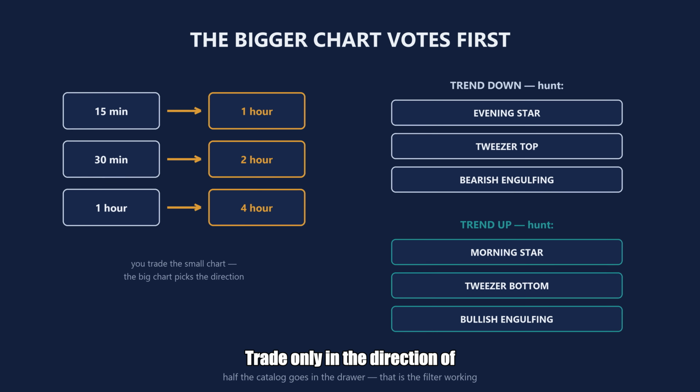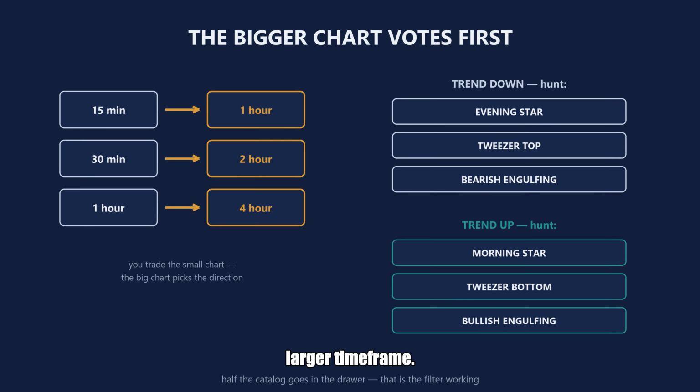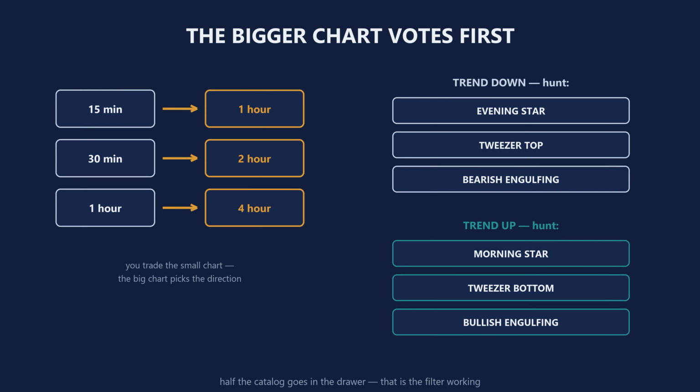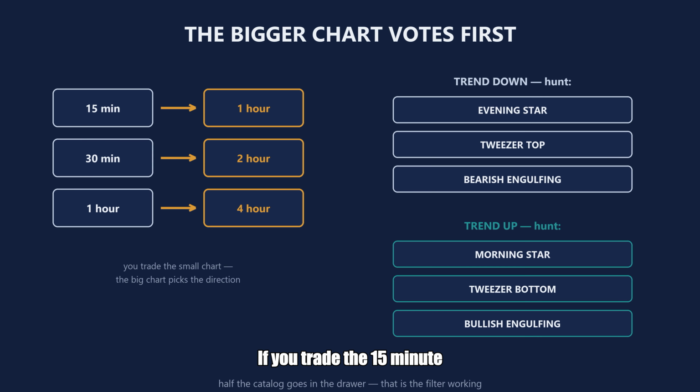Same step, second rule. Trade only in the direction of the most current trend on the larger time frame. The latter is fixed. If you trade the 15-minute chart, you follow the trend of the 1 hour. 30 minutes? Follow the 2 hour. 1 hour? Follow the 4 hour. And once the big chart votes, your shopping list is set.